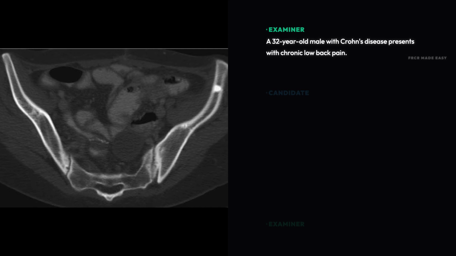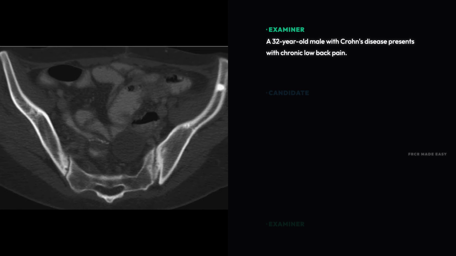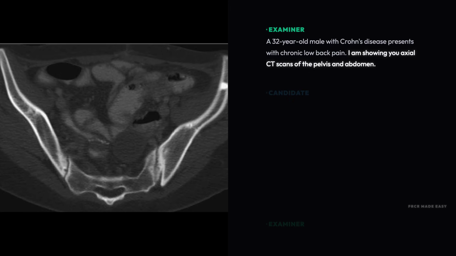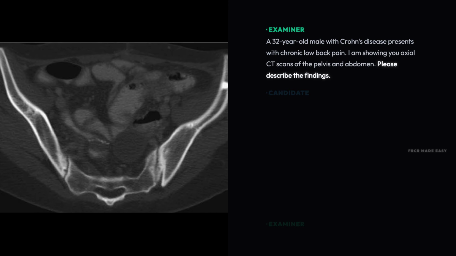A 32-year-old male with Crohn's disease presents with chronic low back pain. I am showing you axial computed tomography scans of the pelvis and abdomen.